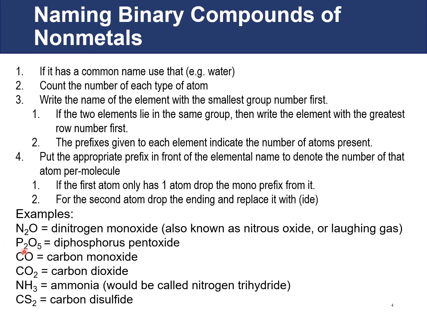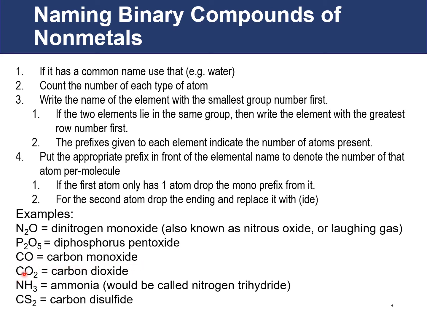P2O5, we have 2 phosphorus, so it would get the di, 5 oxygen, so it would get penta, so this would be diphosphorus pentoxide. CO, we have 1 carbon, so you might think of it as monocarbon, but if the first atom is the one that has a 1, we drop the mono prefix. So instead of this being monocarbon, it's just carbon. We have 1 oxygen, so that's monoxide, so this would be carbon monoxide.